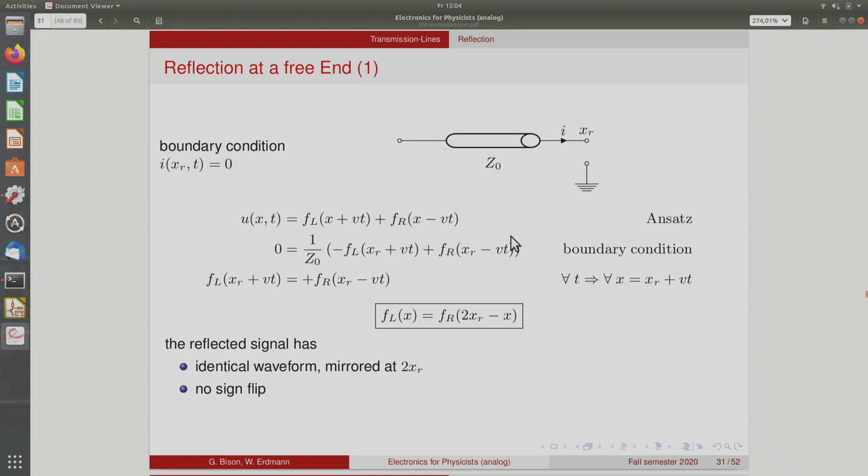But now the boundary condition is that the current is 0, so it's -1 over Z. And then we have a sign flip here because, like I said, the current for a left-going wave has a minus sign with respect to a wave that's going right. Okay. So now this boundary condition leads to this, that the left and the right are the same with a plus sign, also mirrored again at the reflection point. Twice the reflection point, but without a sign flip.